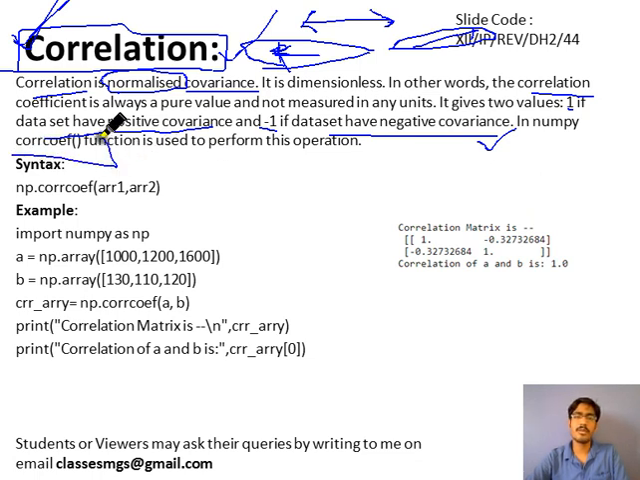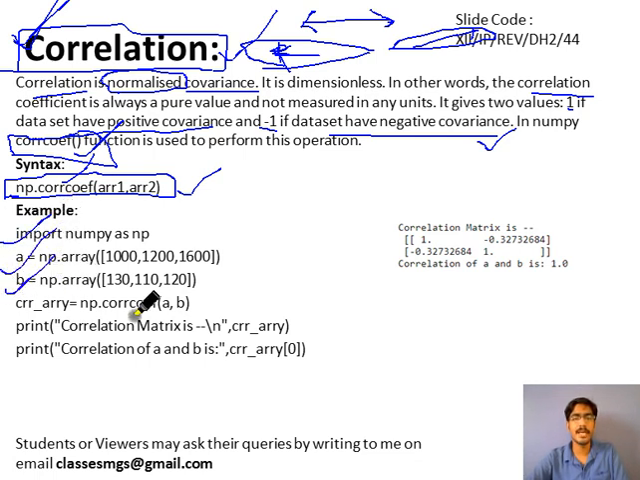To calculate the correlation, you will use the corrcoef function of the NumPy array. Remember the syntax, it is very important. A question will be asked directly to write down the syntax of the correlation coefficient. You will write this like corrcoef. Then if an example is asked, you will create two datasets, a and b. You will write this like this, np.corrcoef.